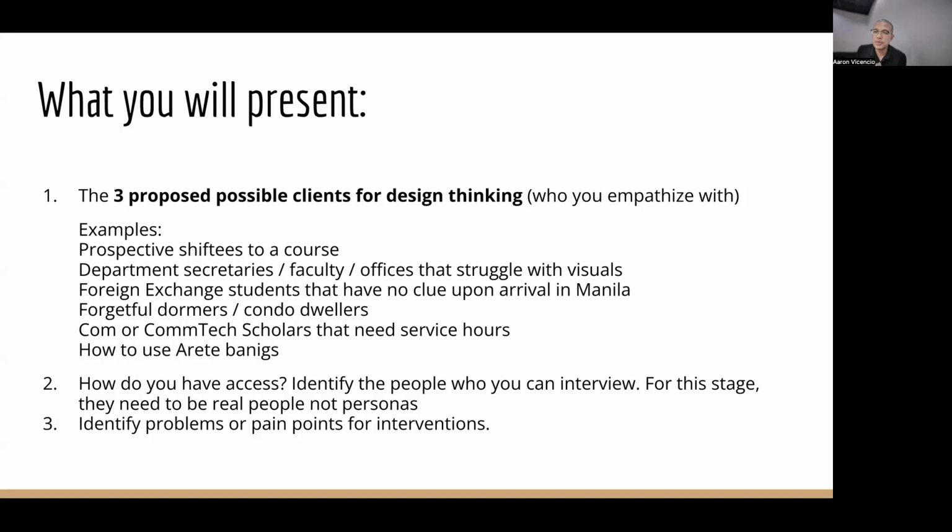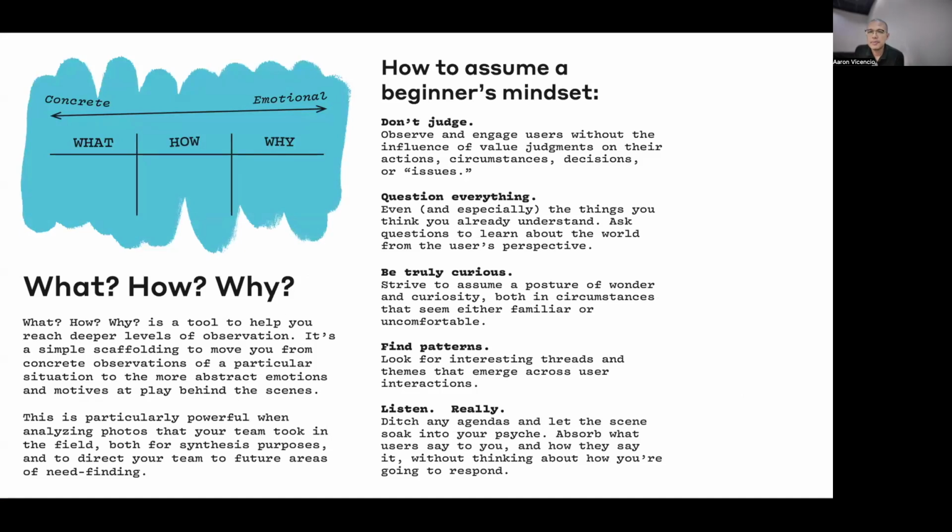You are to interview them. They need to be real people, not personas. The proposal is that these are the personas that you have thought of, and then you identify the problems for interventions. So this is an example of a what-how map. You are to observe and look into their experiences. You are not to judge; you are to be curious about what they are going through and to look for patterns.